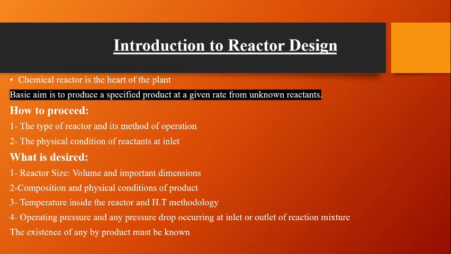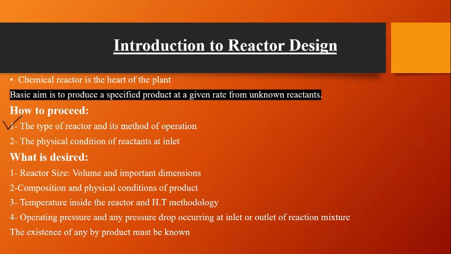How to proceed depends upon the chemical reaction design engineers, the type of reactor, and its method of operation. If we don't know what type of product we need to produce, then we can't identify the type of reactor and the method of operation. For this purpose we use a specific type of reactor and its method of operation in any chemical process industry.